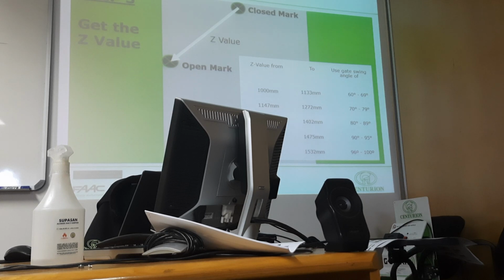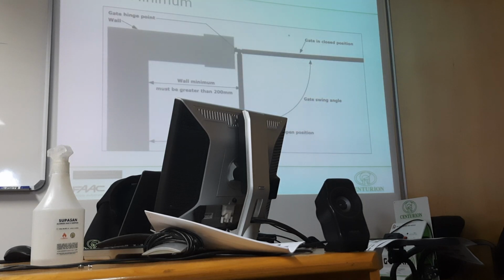Okay. Once you've done that, now you've got to also look at some key terms, the wall minimum. So the wall minimum from the gate in its open position, you should have at least 200 mils, 20 centimeters. Because that is basically the motor with the bracket. That's about your angle. So if you've got less than 200 mils, you're going to have an issue, because you're going to mount the motor there.